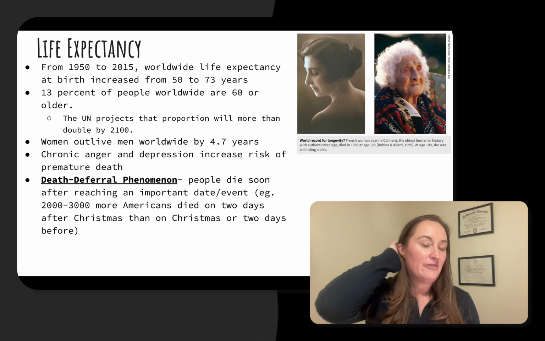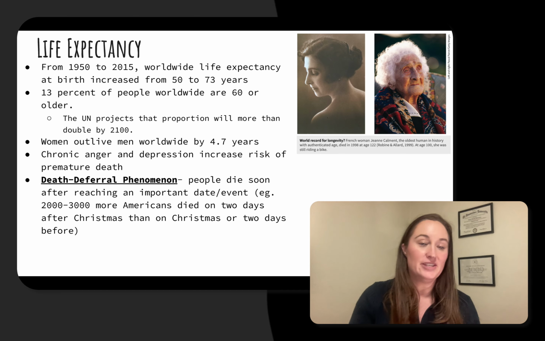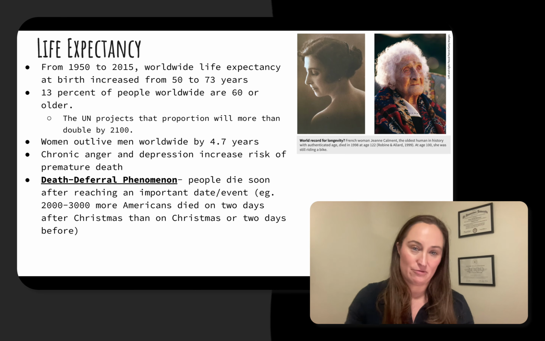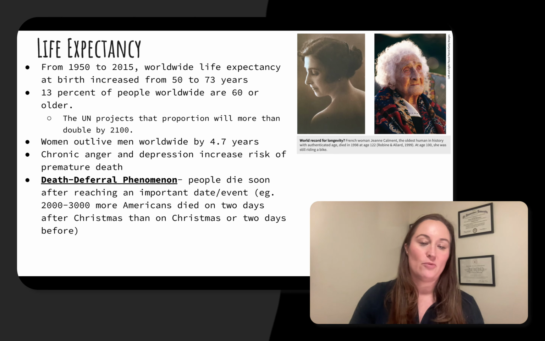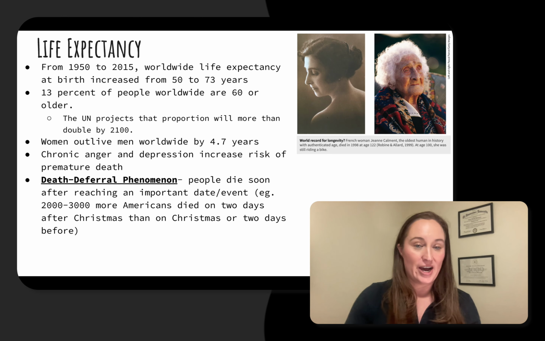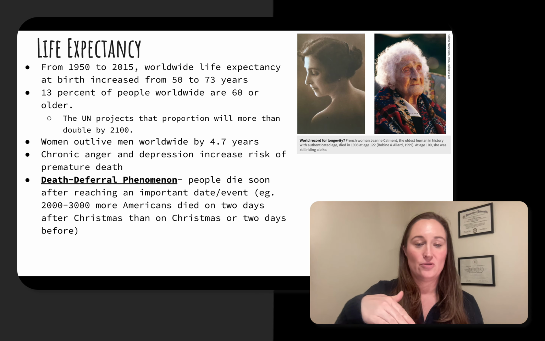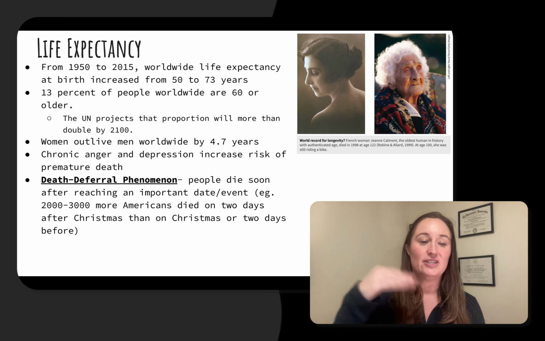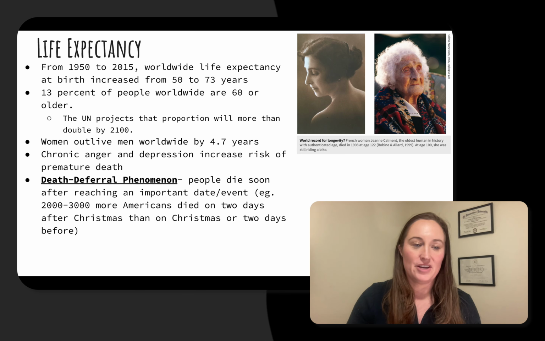So our life expectancy. From 1950 to 2015, the world life expectancy at birth increased from age 50 to 73 years old, which is great. And 13% of people worldwide are currently 60 or older. So the UN projects that with birth rates dropping, this is going to continue to grow, and it's going to double by 2100. Women tend to outlive men worldwide by 4.7 years.